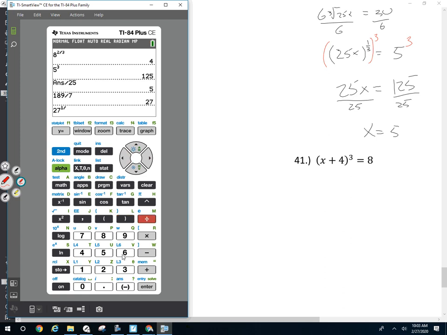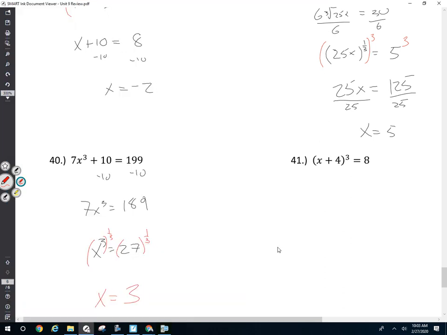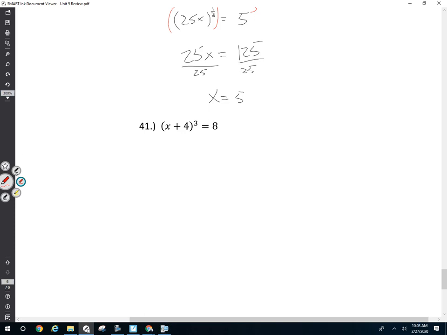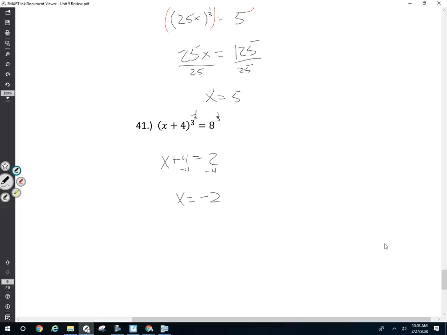3. Oh, no. A third power, what do? Take both sides to the 1/3 power. I don't know what 8 to the 1/3 is. Type it into your calculator. You get 2, subtract 4, 2 minus 4, 2 plus negative 4, negative 2.